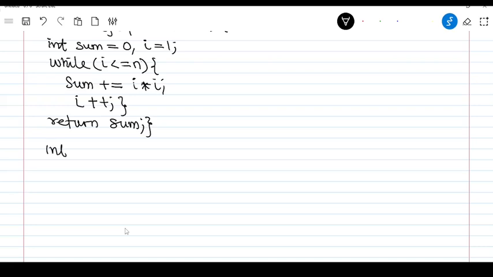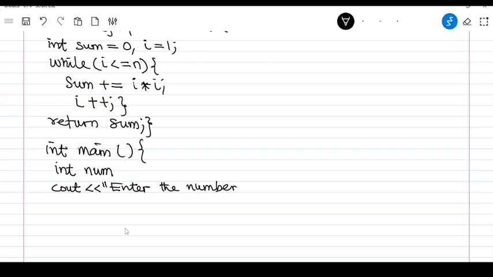So we say int main. Here we're going to actually ask the user to give us some number. So first of all, let's initialize the number variable. So int num. Then we're going to say cout, and tell the user to enter the number. Okay, so when the user enters the number, we're going to get that into our function.